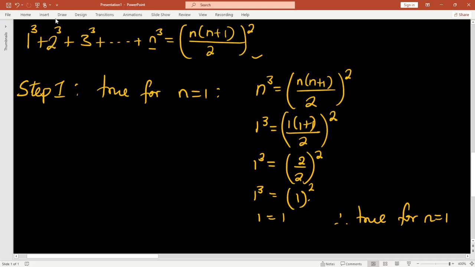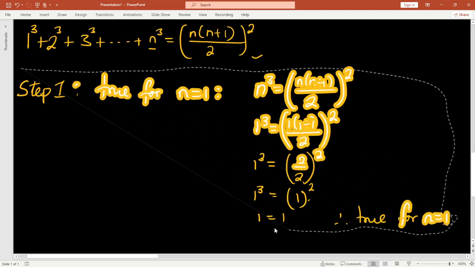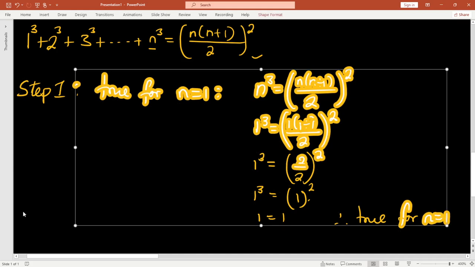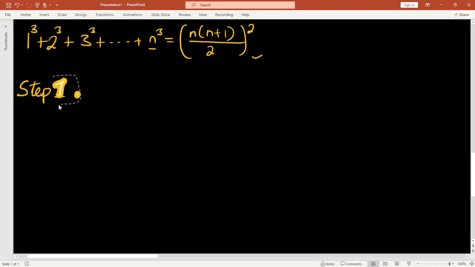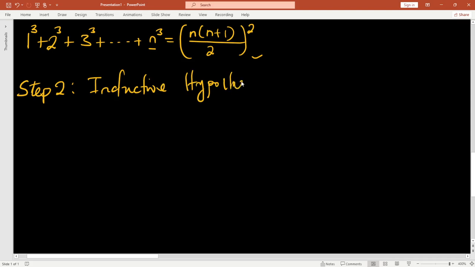Alright, let's go to the next step, which is the inductive hypothesis. So we go to step 2, which is the inductive hypothesis. Here we make an assumption that it's true for n equals to k. That means that where there's n, we just substitute with k. It is the only thing that we get to do under the inductive hypothesis.